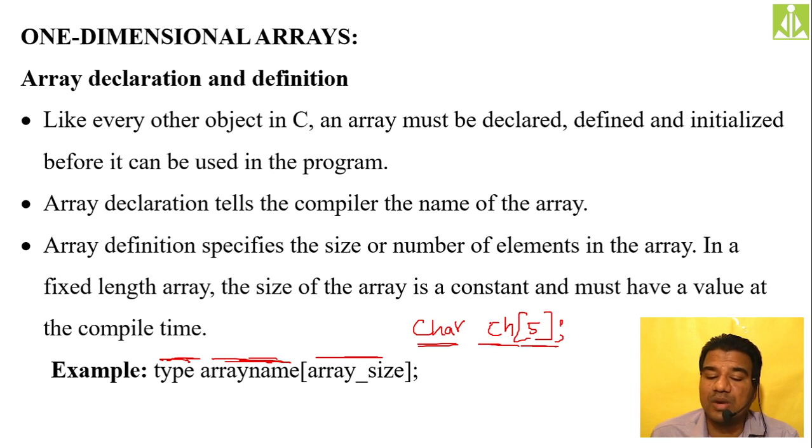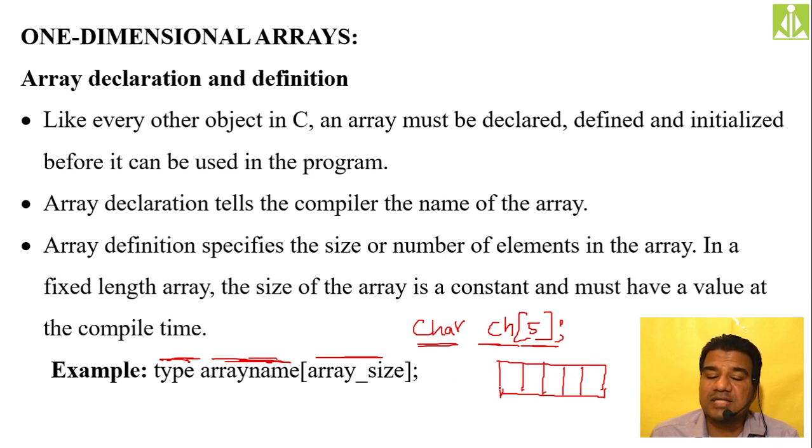Character type array, name is ch, and it has 5 elements. When you do it like this, internally how many blocks of memory will be allocated for this ch? It will allocate 5 blocks. And all these 5 blocks are contiguous, because an array is a contiguous collection of memory locations. So first one, second one, third one, fourth, fifth.